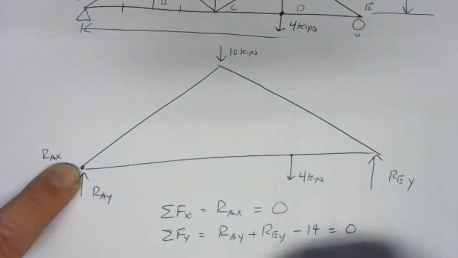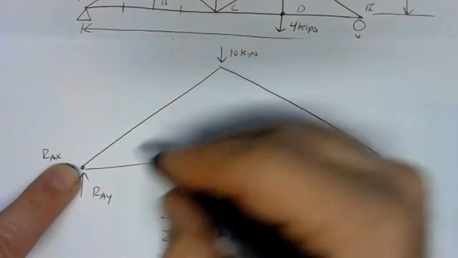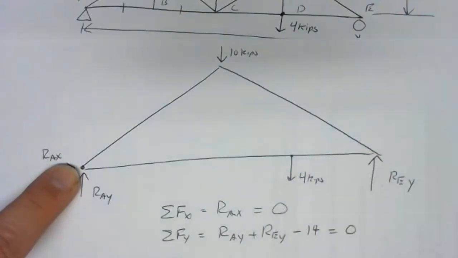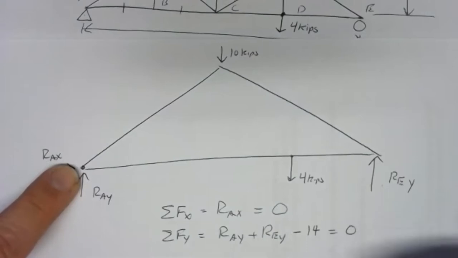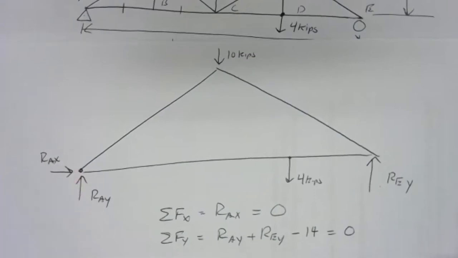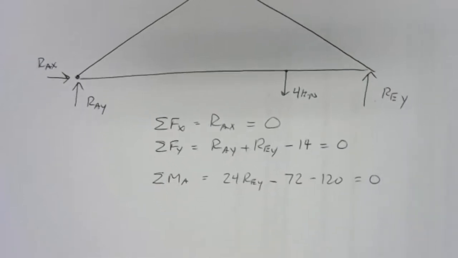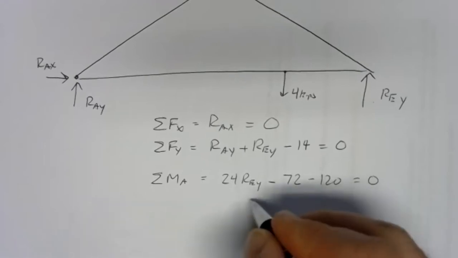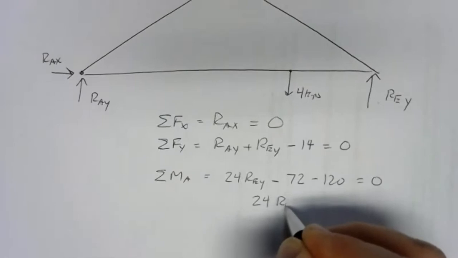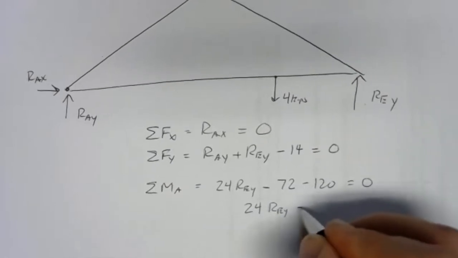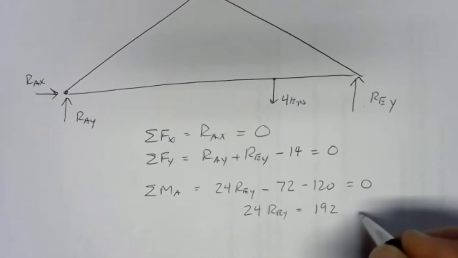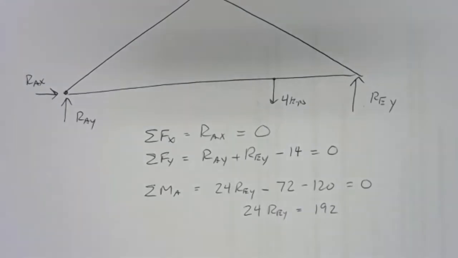So pinned at A, we pull down over here at D. That would be a clockwise, so minus. And then we've got the 10 kips at the midspan. 10 kips halfway across, that's 10 kips at 12. So that would be 120, also clockwise. So there we've got our moment equation. And that one we can solve. If we combine together the 72 and the 120, we've got 192. So we've got 24 REY equals 192. Divide both sides by 24.